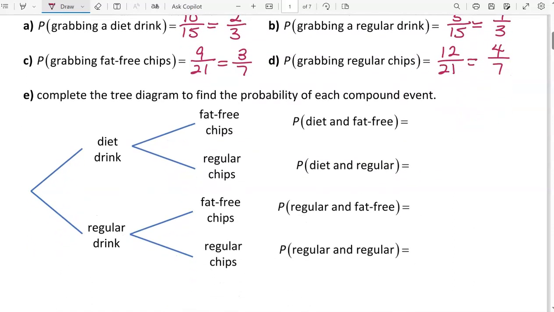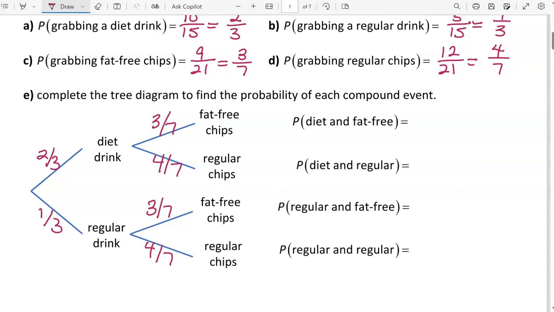So the probability of grabbing my diet drink is 2/3 and a regular drink 1/3. The tree diagram will help us organize the probabilities. And then the probability that after that I grab my fat-free chips is 3/7, and the probability of grabbing my regular chips is 4/7. And those same probabilities exist if I grab the regular drink the first time.